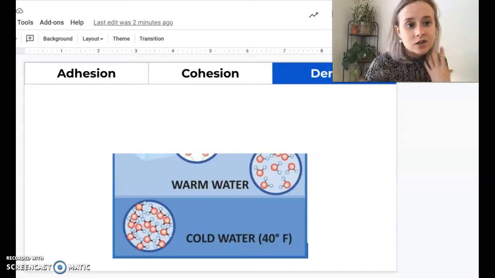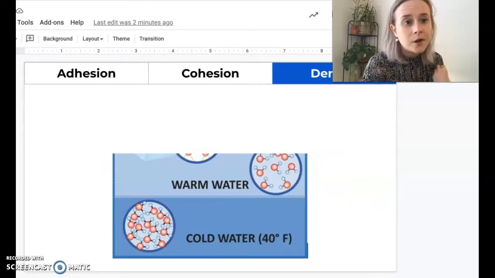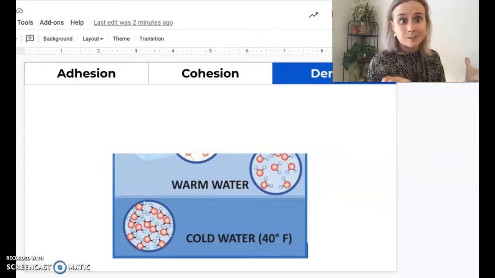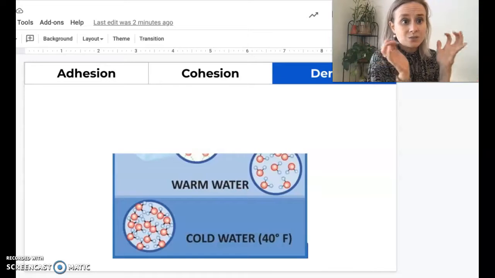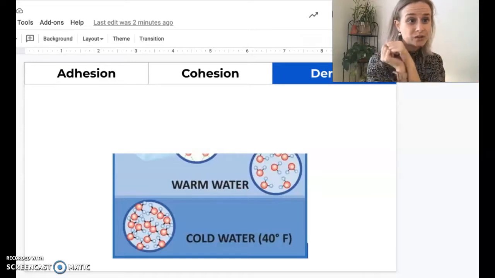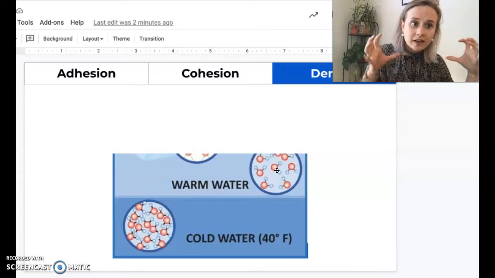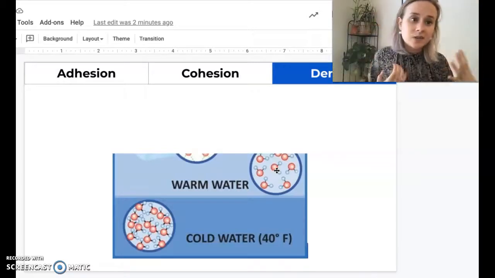So we talked yesterday about what happens when you heat up molecules. We said that when you heat things up, it expands. So we'd expect cold things, the molecules are close together, we'd expect that to be really dense, and warmer things to get less and less dense as we heat up.